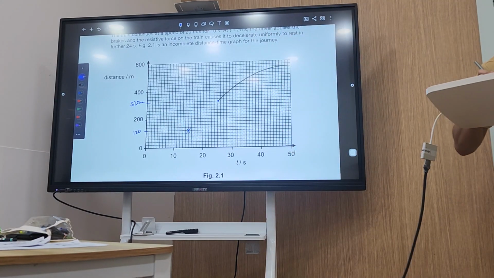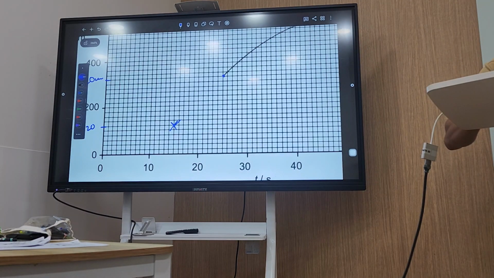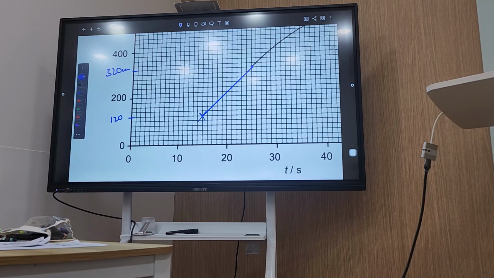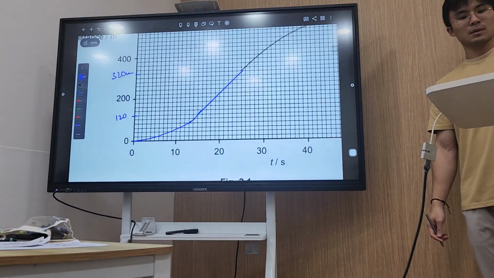Okay, so we're going to draw a straight line here. I don't have a ruler, so I'm using the correction given to me by the app. And then from here, I accelerate, so I just have a nice little curve like this. Any questions?